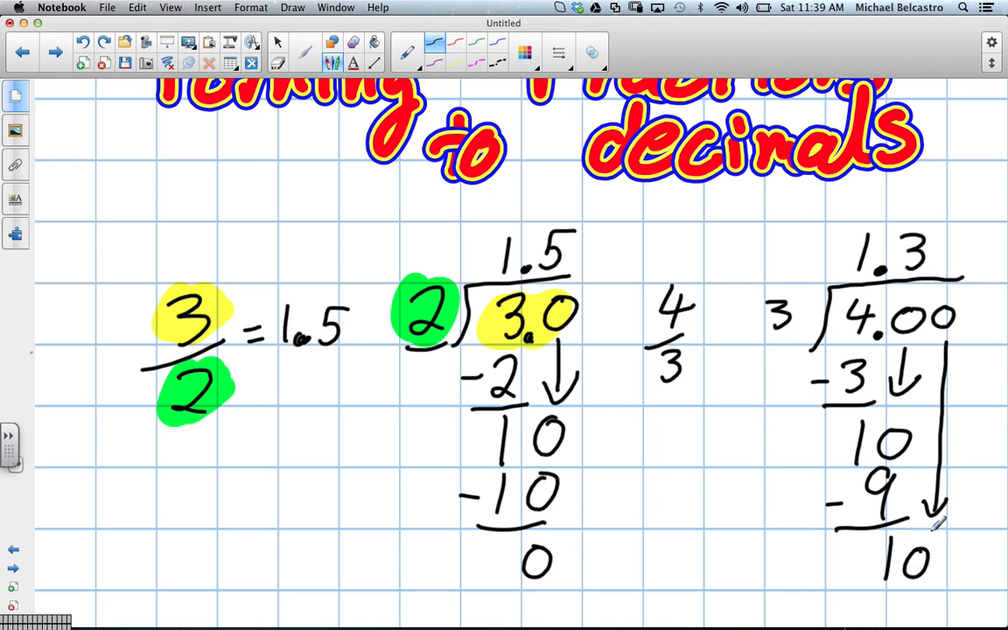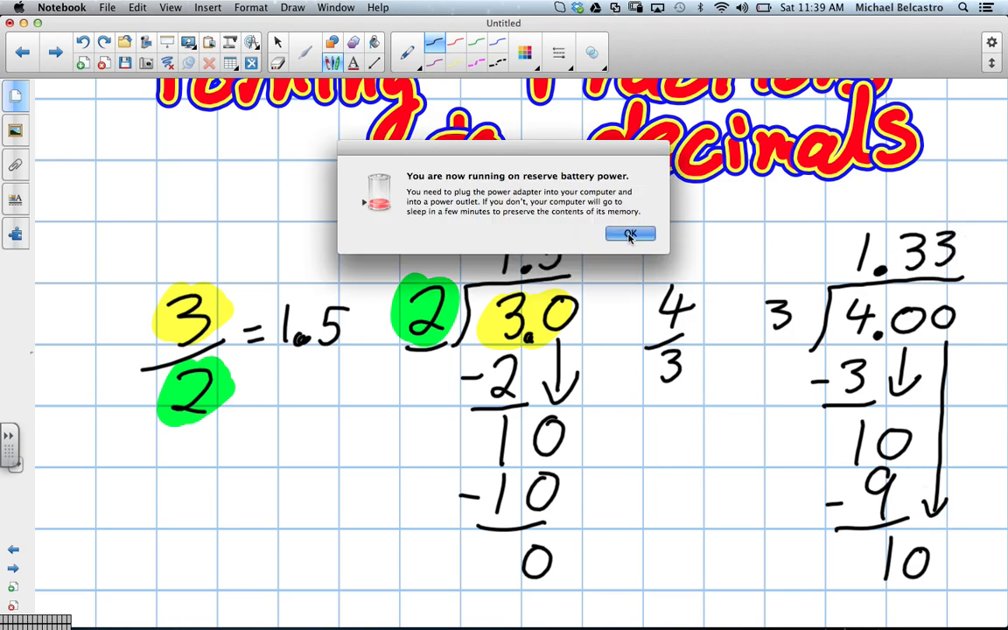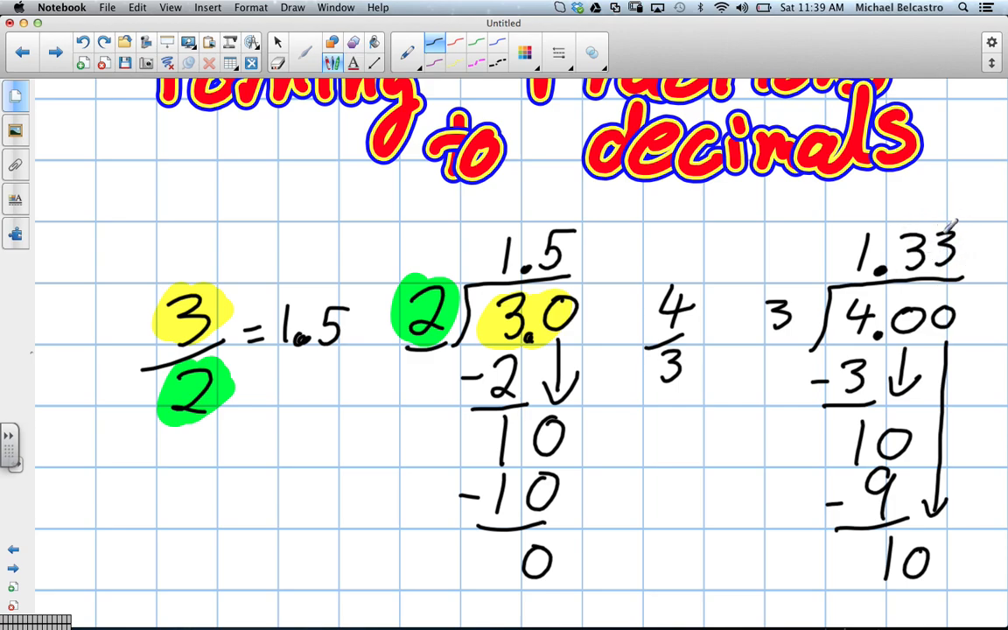It's repeating. My next answer is going to be what again? 3. Next answer is going to be 3. So really this is going to go on forever. So what do I use to represent that? Put that line there. So in other words, 4 over 3 is equal to what as a decimal? 1.3 repeated. Yeah, 3 repeated, or just 3 repeated, right? It's technically the exact same.